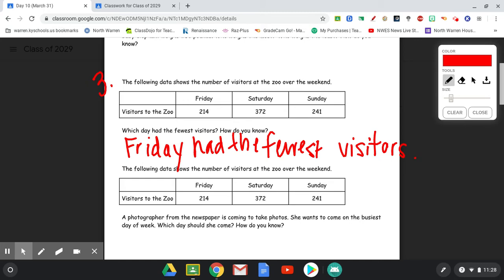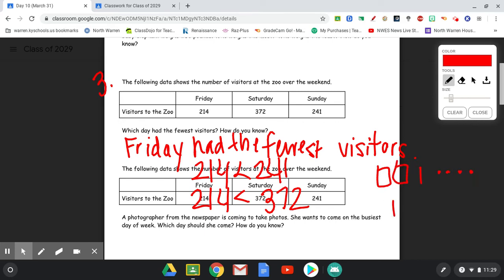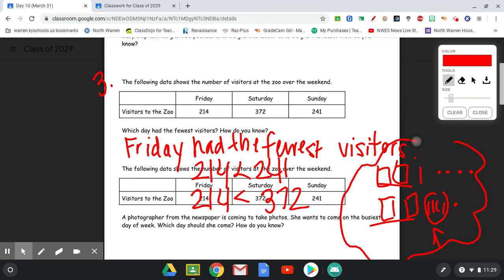How do I know? Because 214 is less than 241. 214 is also less than 372. How do I know that it's less than? So when I draw out 214 and I compare it to 241, I know that this number has more tens. Okay, they have the same amount of hundreds, so I'm going to need to look at their tens and see who has the most, okay? So that's one way that you could also show your work is by drawing out those base 10 blocks.